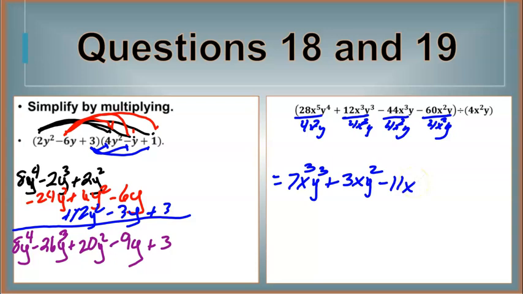X, the y's divide out, minus 60 divided by 4 is 15. The x squared y divides out, so that would be my solution.